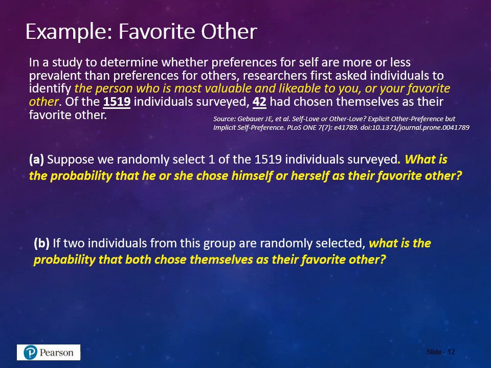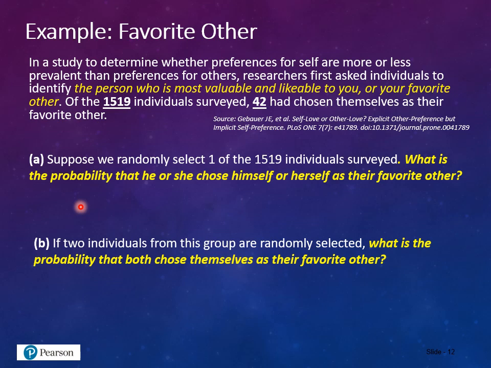So let's look at another example, a favorite other. In a study to determine whether preferences for self are more or less prevalent than preferences for others, researchers first asked individuals to identify the person who is most valuable and likable to you, or what they call your favorite other. Of the 1,519 individuals surveyed, 42 had chosen themselves as their favorite other. And here's the source information.